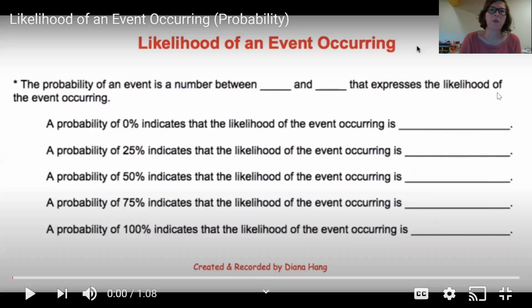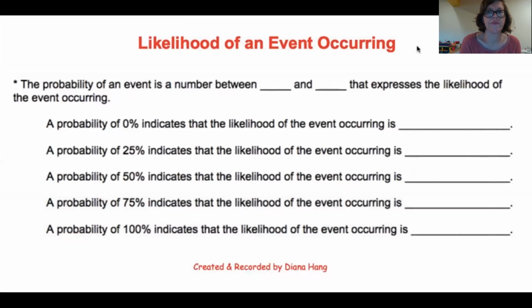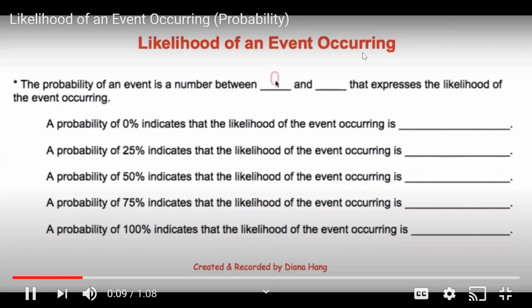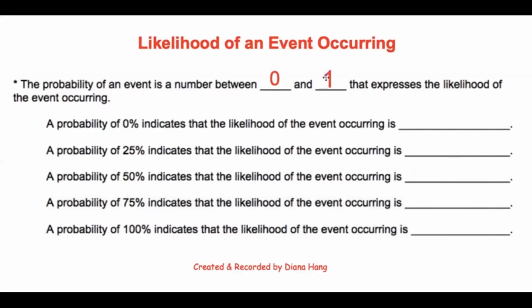All right, so we are going to look at the likelihood of an event occurring. So this is a video clip that's going to go through and express the likelihood of an event occurring. In this video tutorial, we're going to be discussing the likelihood of an event occurring. The probability of an event is a number between 0 and 1, and that is a decimal that you would convert into a percentage by multiplying by 100.